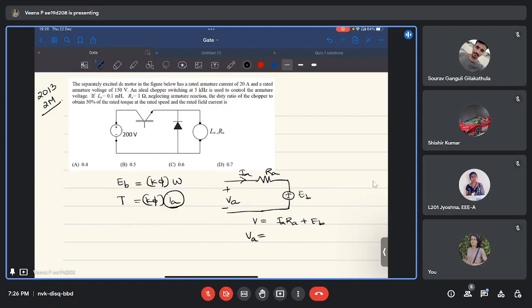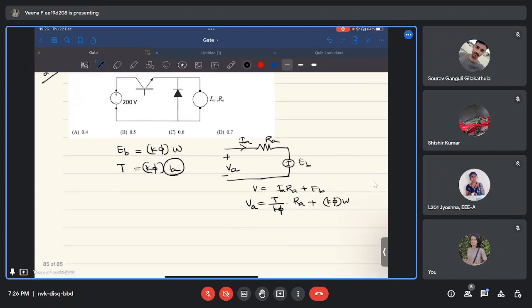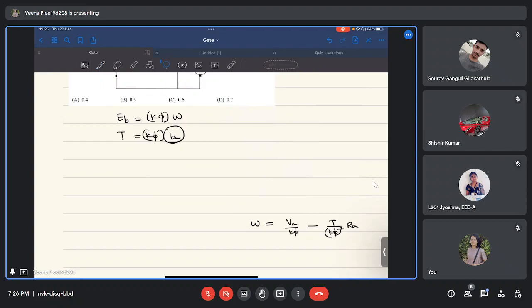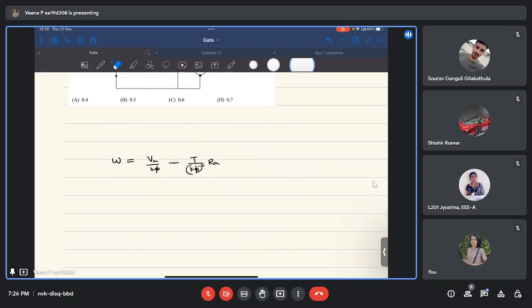IA you can replace with T by K phi, and RA is RA, plus EB is K phi times omega. So you keep omega here. Omega K phi, I'm taking the rest to the other side, is equal to VA minus T by K phi into RA. Now you divide all terms by K phi. So your omega is VA by K phi minus T by K phi square RA, which is the equation of speed in the case of a DC machine. Is it clear? This is how you get that equation. I hope it is clear for everyone.